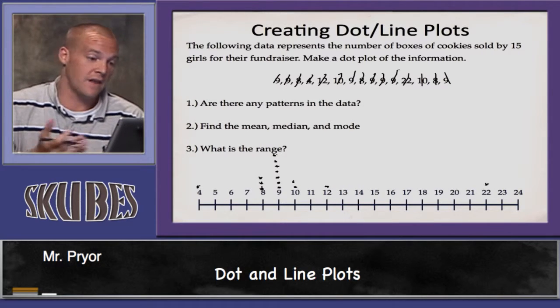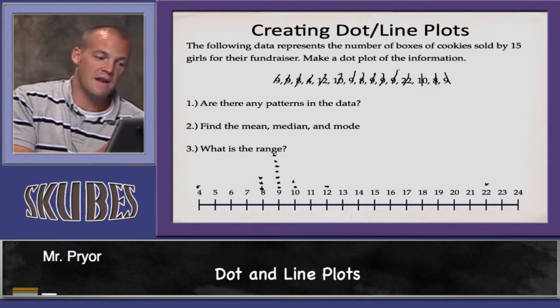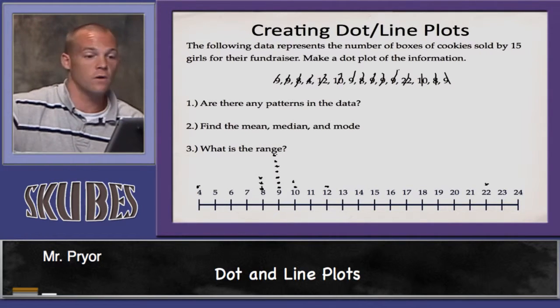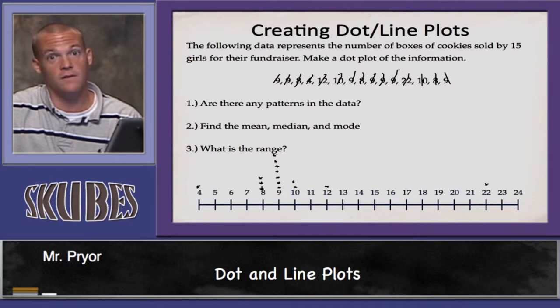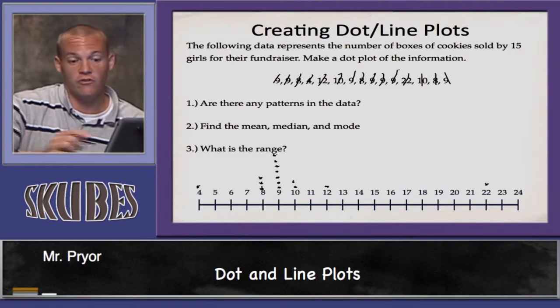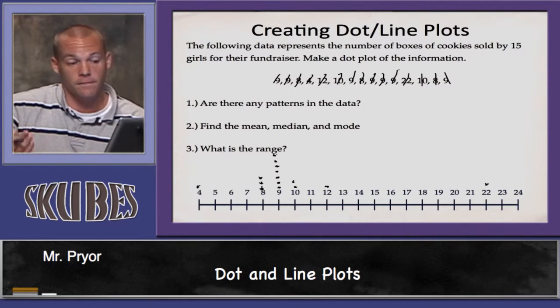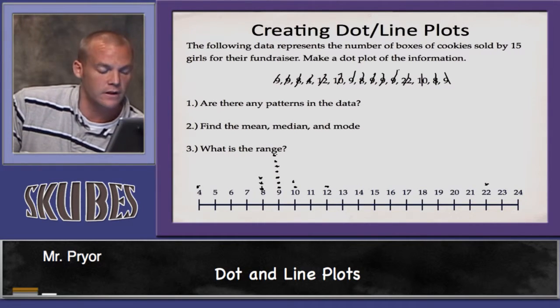Also, are there outliers? That may be a question that's asked. 4 could be an outlier, but 22 would definitely be your outlier in this one because it looks like one Girl Scout went above and beyond and sold 22 boxes. So if there was a competition, she would definitely win. But the majority of them are right there in the middle or around the 8 to 12 range.